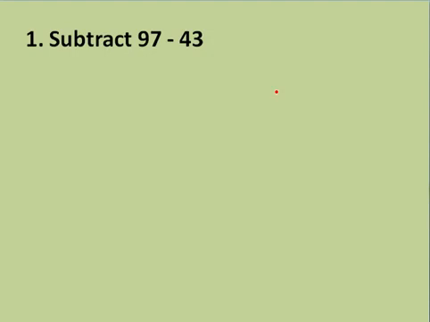Now here, 97 minus 43. First of all, let us write the places, ones and tens place. In subtraction, you have to write the larger number first. You cannot subtract a larger number from a smaller number. So always remember, in subtraction the bigger number is written first and the smaller number is written below that. Subtraction में larger number पहले लिखा जाता है और smaller number उसके नीचे लिख के subtraction किया जाता है.